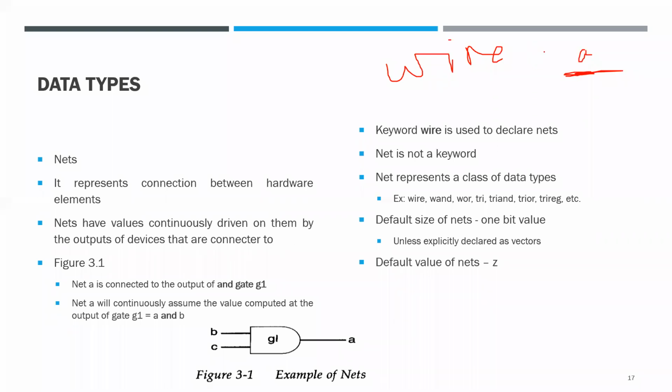But if I change it to something in this form, then A turns out to be a vector. Of how many bits? It is of 4 bits in this case, that is 0, 1, 2, 3. So 4 bits in this case. Default size is 1 bit.